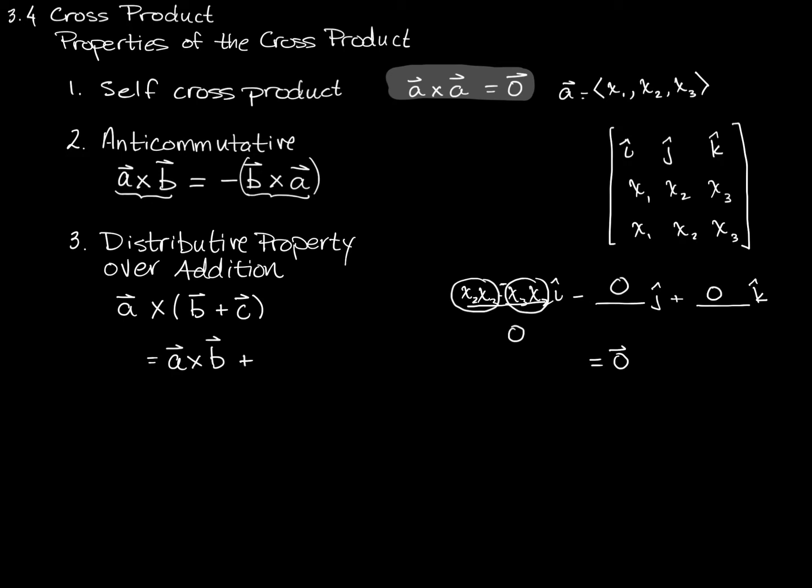So A crossed with the sum of B and C is equal to A crossed with B plus A crossed with C. Whether you cross A with B and A with C first and then add them together, or whether you add B and C together first and then cross A with the resulting new vector that you get from addition, you'll get the same result.